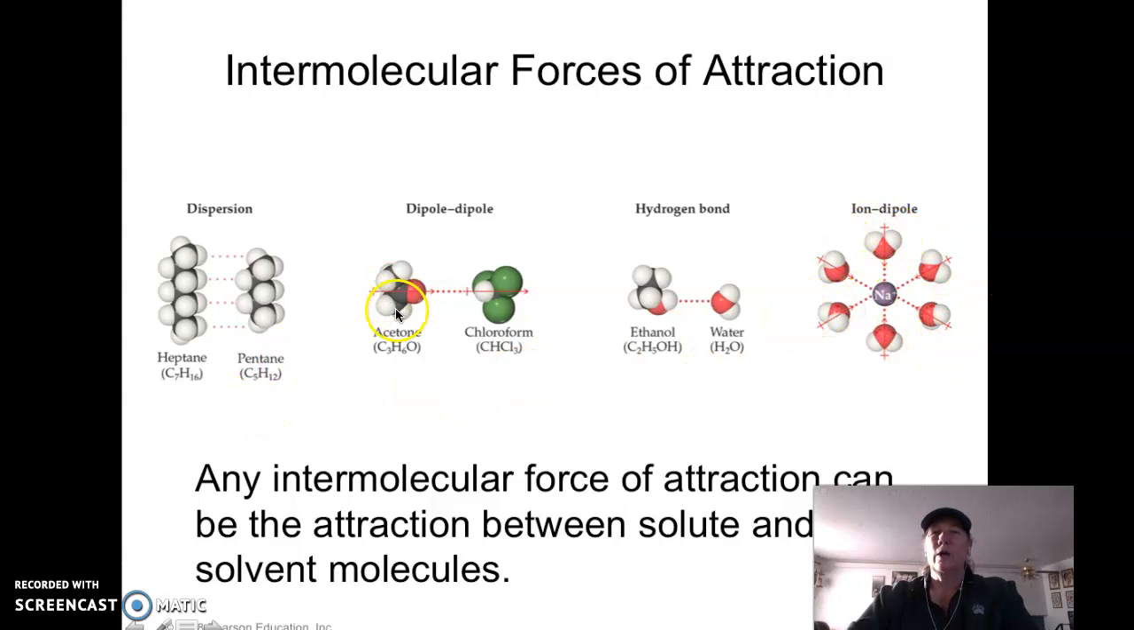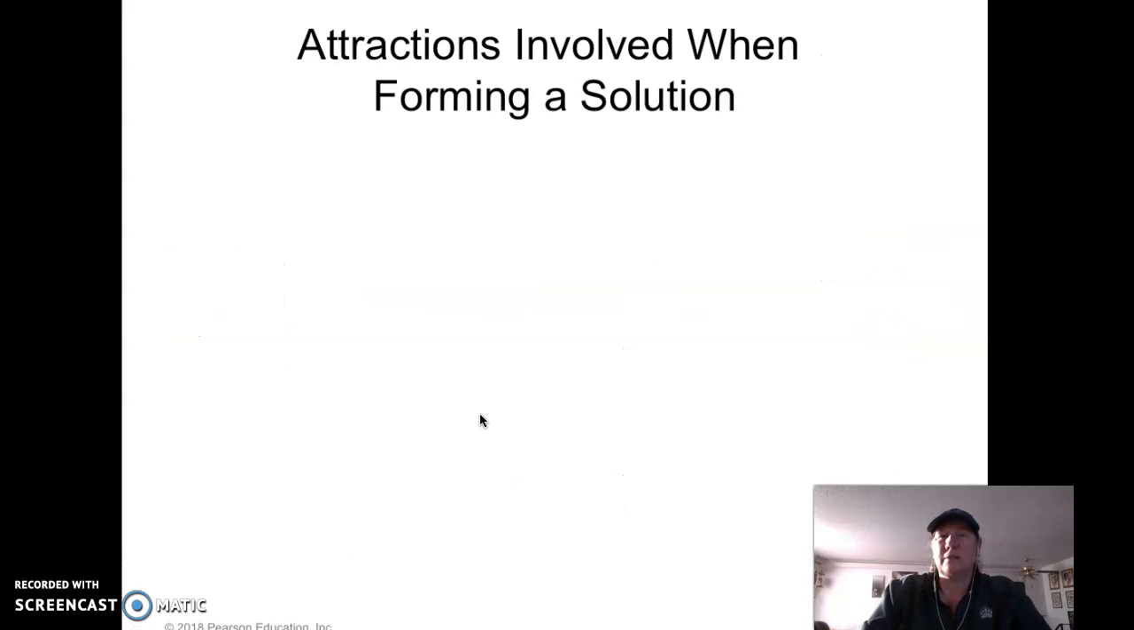Okay, so with intermolecular forces of attraction, anytime you have a force of attraction between the solute and the solvent, in this case water would be the solvent and salt would be the solute. Here's another example. Ethanol is mixed with water. Solute, solvent. Anytime you're mixing things together, you can have these forces: the dispersion forces, the dipole, the hydrogen bond, or the ion dipole. They can cause the mixing of the substances.